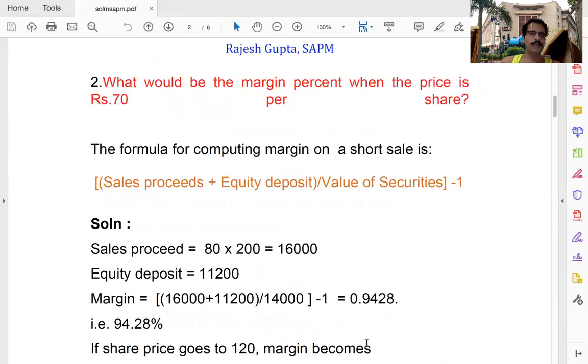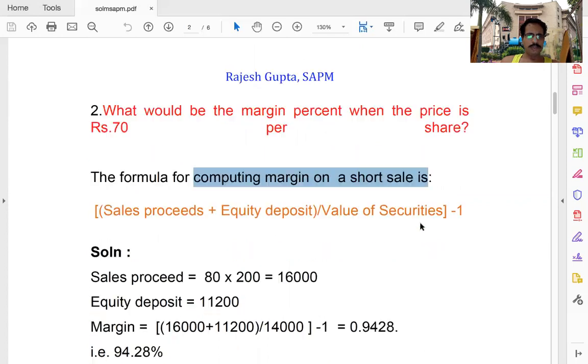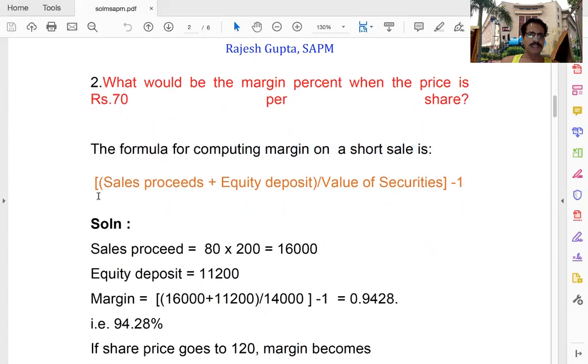The second problem is asking that suppose the share price becomes 70. Now how much is the margin? So the formula is given here in orange, as you can see here, right? So what is the formula? Sales proceeds plus equity deposit. You have to divide by the value of the security and subtract 1 from that.